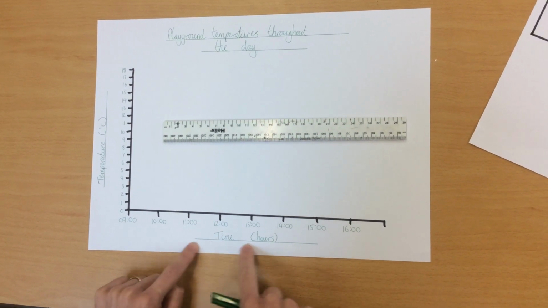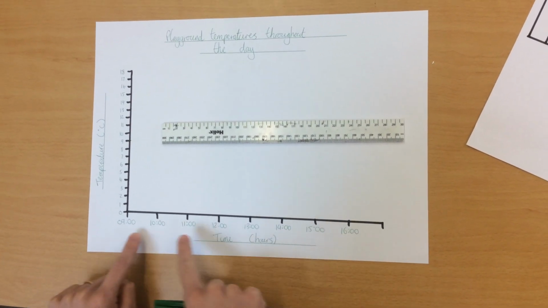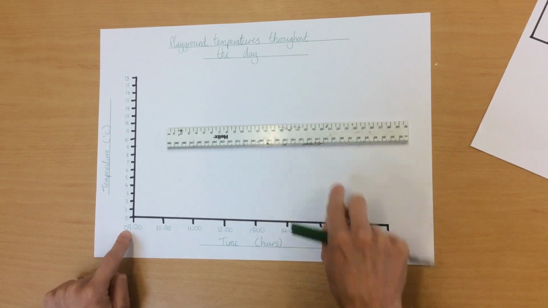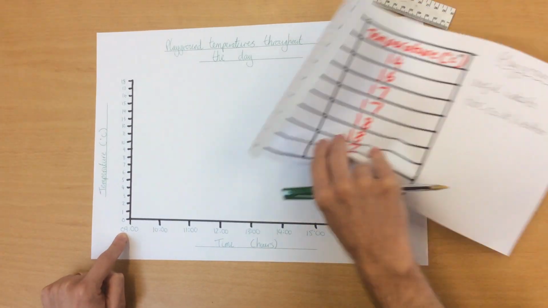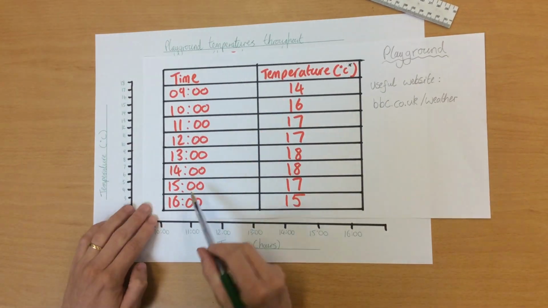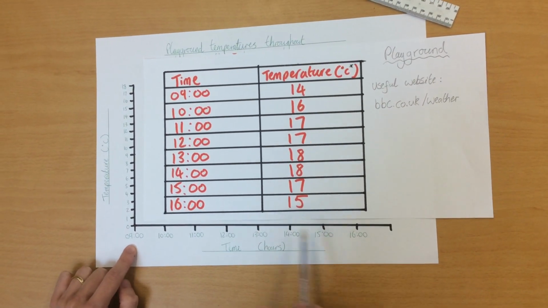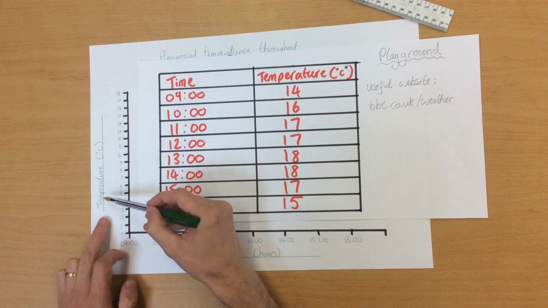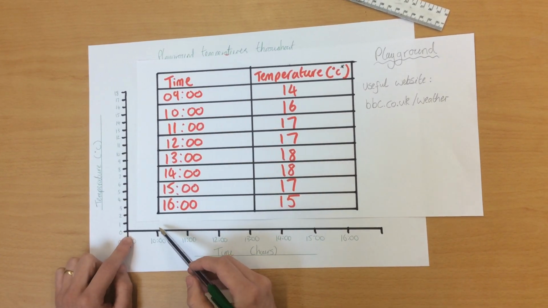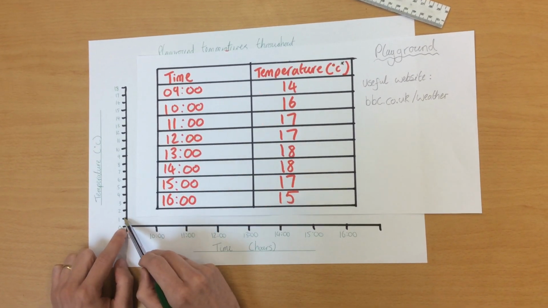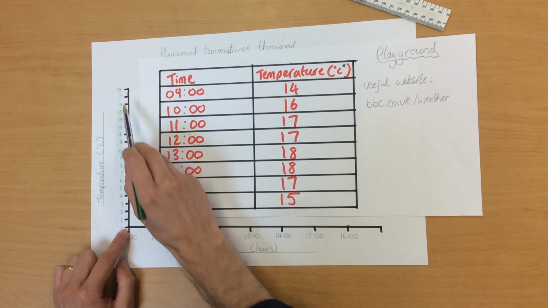Along the x-axis here, I've got time in hours, and that was 9 o'clock all the way to 4 o'clock. Okay, so that's the piece of information that I have here, 9 o'clock to 4 o'clock, and this is my x-axis. Along my y-axis, I've labelled it temperature in degrees Celsius. I've gone from 0 and I've gone up, my landmarks go in ones all the way to 18.